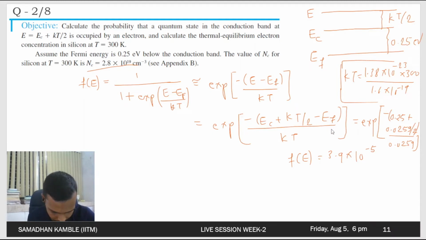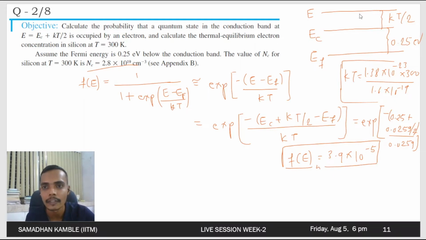You can see here that the probability of an electron being found at this particular energy, which is above the conduction band by kT by 2, is 3.9 times 10 to the power minus 5. This seems to be a very small value, very small compared to unity. So let's now calculate the thermal equilibrium electron concentration.